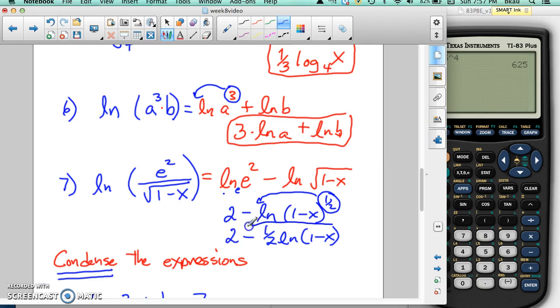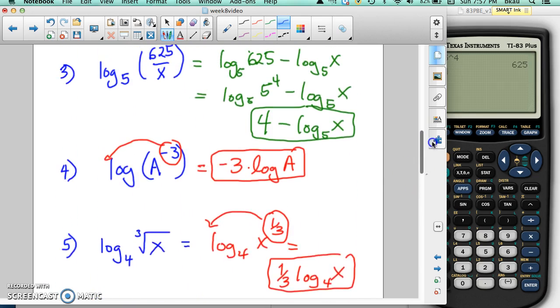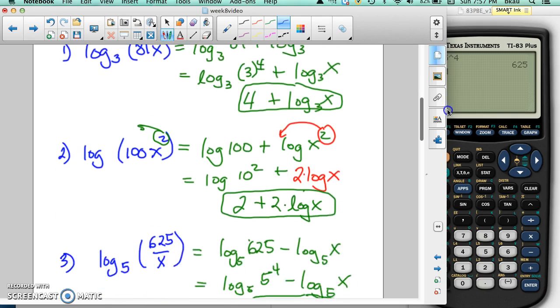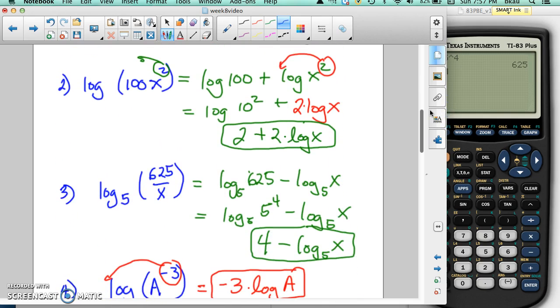We've expanded as much as we can. We got rid of all the exponents. We should not have an exponent on any logarithm. All logarithms that have exponents should be moved down in front. So anytime we have an exponent, there should not be an exponent in a logarithm at all because of this rule right here.